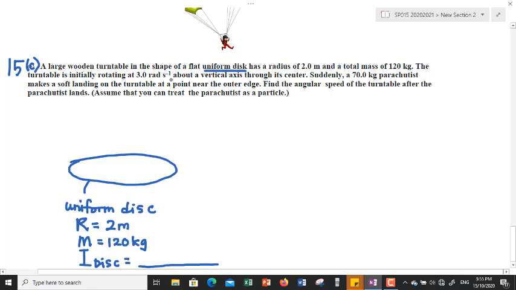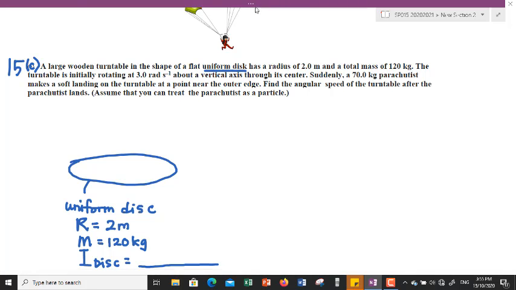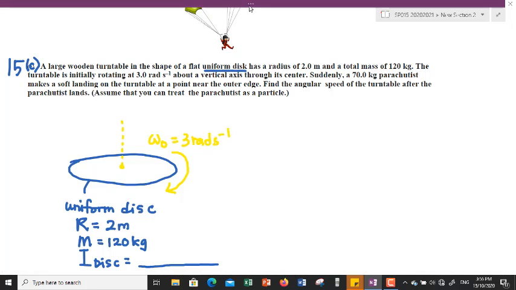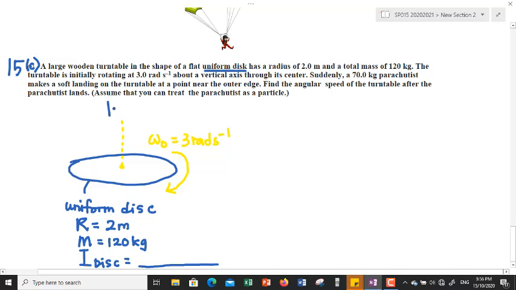Okay, continuing the story. The turntable is initially rotating at 3 radians per second about a vertical axis through its center. So this turntable rotates about a vertical axis at its center with the initial angular velocity of 3 radians per second. Okay, so this is our initial situation.